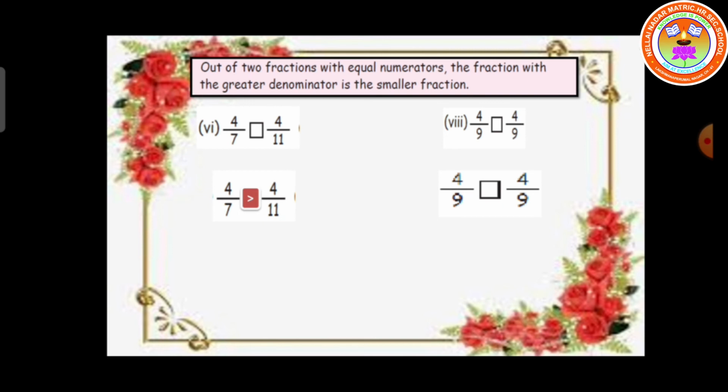Next, eighth problem, 4 by 9, blank box, 4 by 9. Here both numerators and denominators are same. So we can say 4 by 9 is equal to 4 by 9. Is it clear, students?